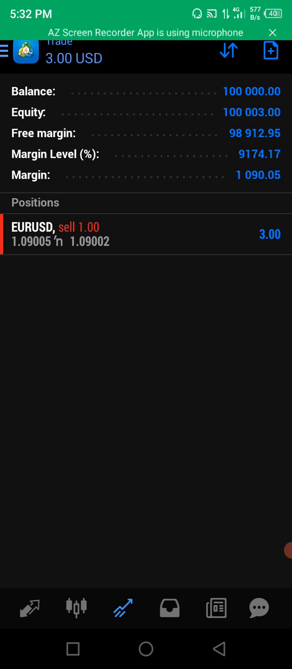So let's say we want to take partial. The market gives us most times, when we enter a trade and the market is in our favor, and we want to take out some of the profit. So I will quickly show you how you can actually do that with MetaTrader 4.